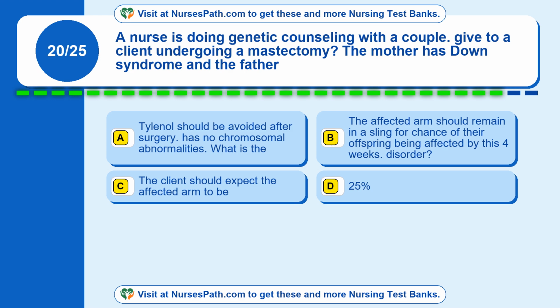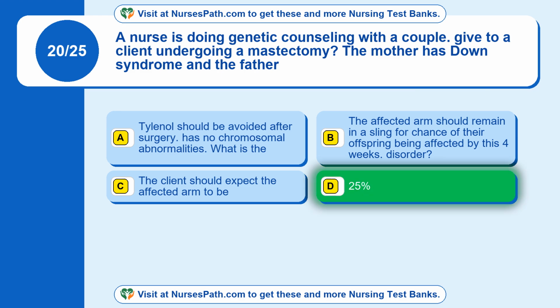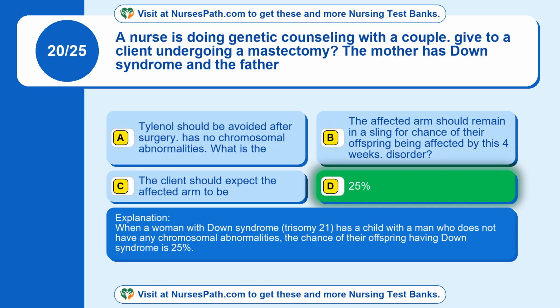Question 20. A nurse is doing genetic counseling with a couple. The mother has Down syndrome and the father has no chromosomal abnormalities. What is the chance of their offspring being affected by this disorder? Option D. 25%. The correct answer is option D. 25%. When a woman with Down syndrome, trisomy 21, has a child with a man who does not have any chromosomal abnormalities, the chance of their offspring having Down syndrome is 25%.